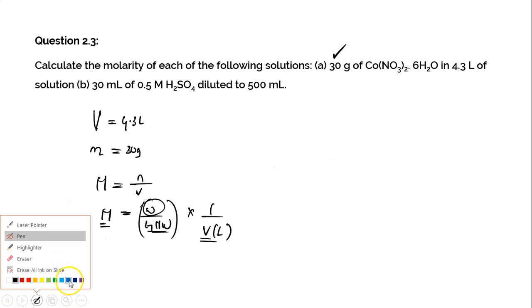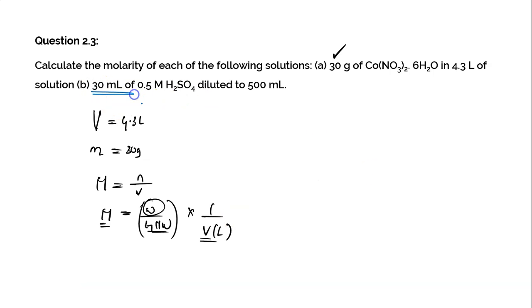The second part of the question is talking about 30 ml of a solution of H2SO4 whose molarity was 0.5. And now they have diluted this solution to 500 ml. And they are asking you to calculate molarity over here. So they are talking in fact about the same solution. Initially the solution was 30 ml. So V1 is 30 ml.